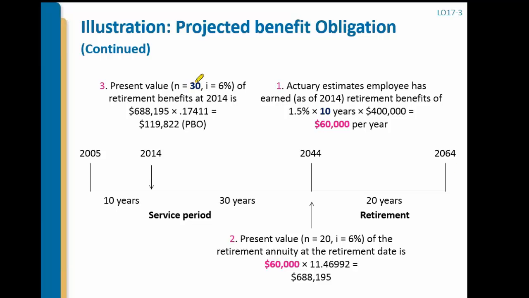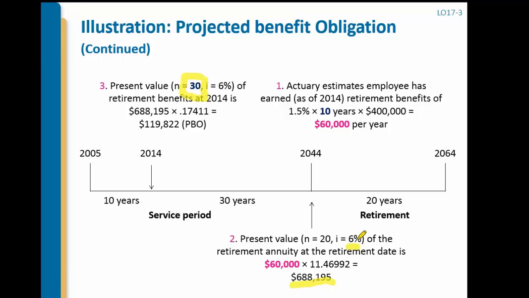So this number here of 30 years is he or she is going to retire in 30 years. So we have 30 years to accumulate this amount. And once we've accumulated this amount, and again, the amount of 688 is the amount that we need to pay down $60,000 for 20 years, assuming the amount that remains unpaid is getting 6% interest. So we need $688,000 to pay $60,000 for 20 years.